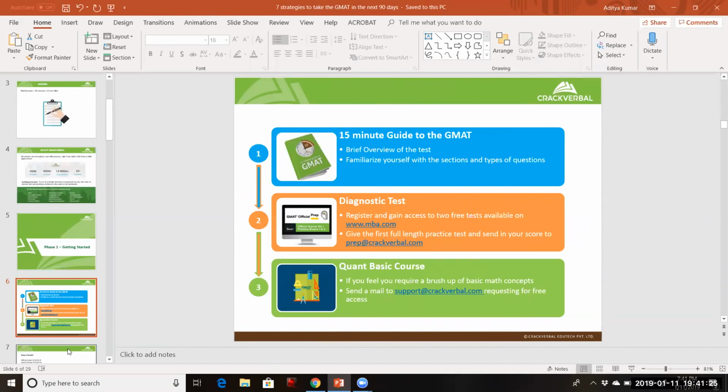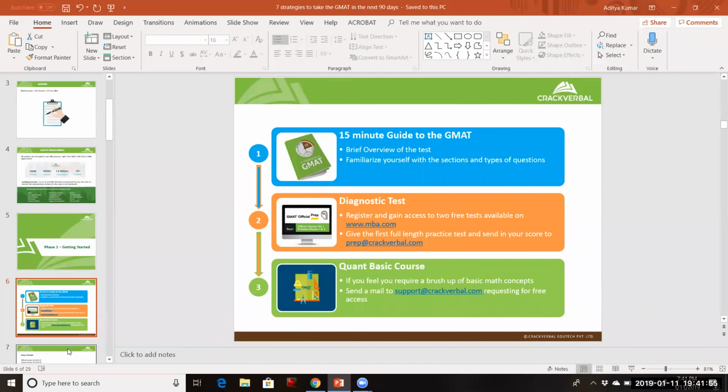The problem I see is that most students just get up one day and say that they need to take an MBA, and for that they need a GMAT. They just enroll and don't have any clue what the test entails. We have a very good 15-minute guide to the GMAT on our website. It's an ebook. You can download it and have a look at the entire structure of the test. I'm not going to go into the explanation of the structure of the test. It's better for you to read up and get familiar with the sections and the types of questions.